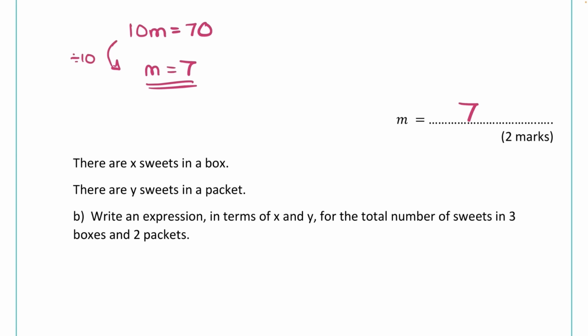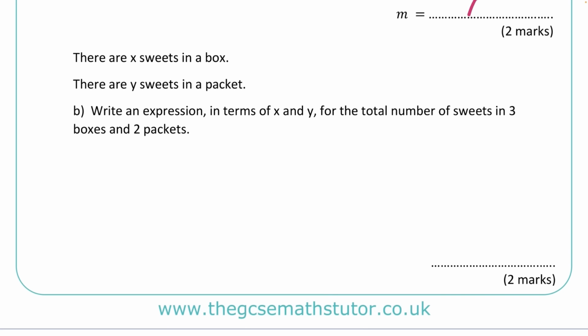Part B here, we are asked to write an expression. It says there are x sweets in a box and y sweets in a packet. Write an expression in terms of x and y for the total number of sweets in 3 boxes and 2 packets. Now, they're not trying to trick you here, not trying to catch you out. It's 3 boxes and a box is x. So we just write 3x. And there we go, that's half of our expression done. For the next one, 2 packets and packets are y. We're adding them together as we're getting the total, so plus 2y. And there we are, there's our expression.